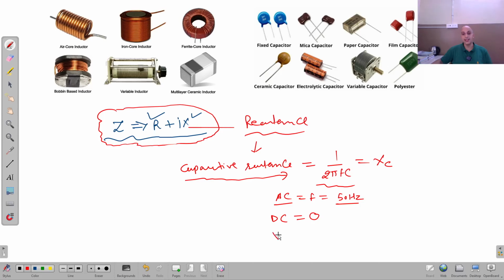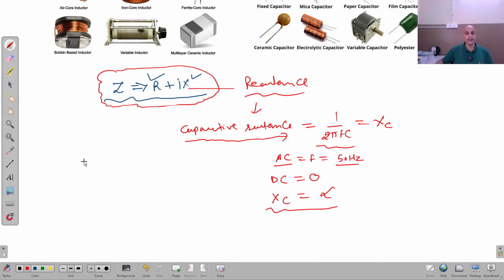It means in that case, Xc will become infinite. Now, what is the meaning of it? The meaning is that the capacitor is behaving like an open switch for the flow of DC, and it is behaving like a closed switch for the flow of AC. So if I want to block the flow of AC or a particular frequency, what do I have to do? I have to connect this capacitor in parallel, right?